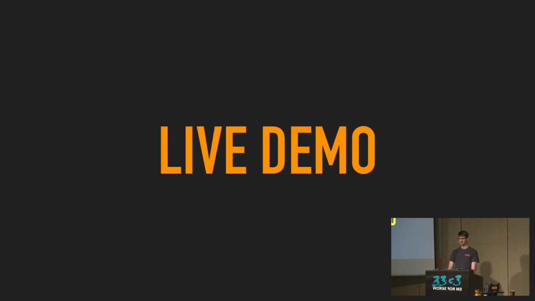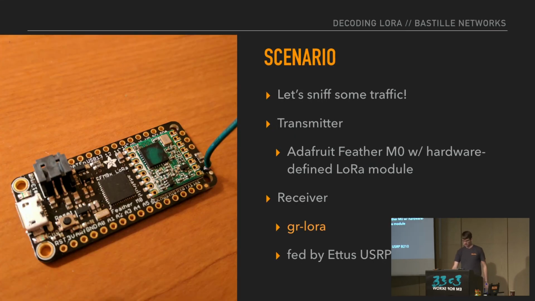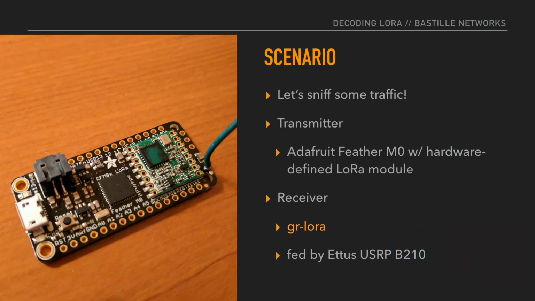Let's run through a quick demo before we're out of time here. So here's a scenario. I've written you guys a poem, or I'm going to play you guys a poem, and I want to be able to sniff it and show you what it is, right? So to transmit, we have our Adafruit. It's an Adafruit radio, like an Arduino, basically, with a LoRa radio on it. And to receive it, we're going to use our USRP right down here. And of course, it's all being received by GR LoRa.